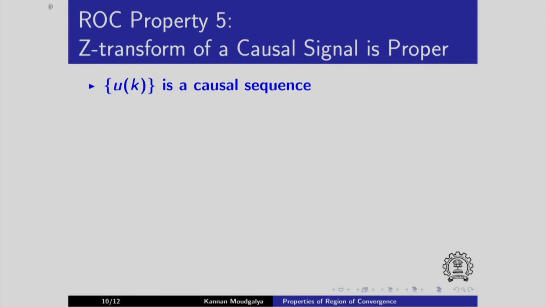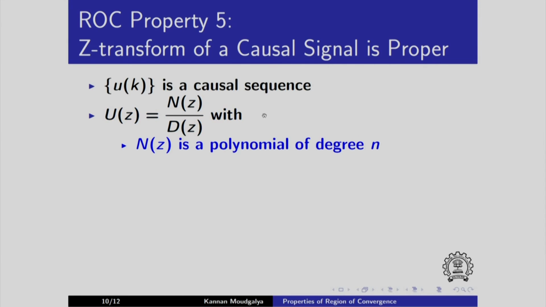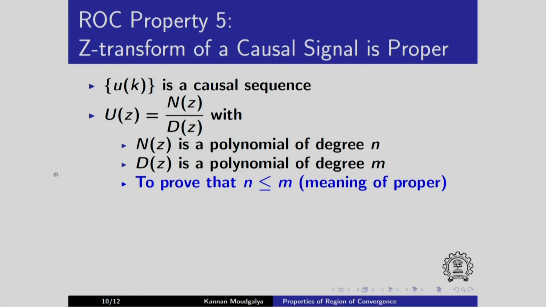We will come to the last property, region of convergence property 5. The Z transform of a causal signal is proper. So let us take u of k, let us take it to be a causal sequence. Its Z transform is U of z, a ratio of polynomials. Let us say that N(z) is a polynomial of degree n, D(z) is a polynomial of degree m. So we will prove that n is less than or equal to m. That is the meaning of this transfer function being proper.